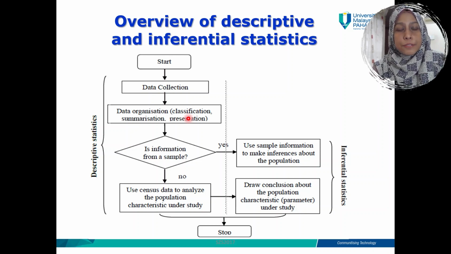Now, all of those steps explained just now, step 1 until step 4, are all considered as descriptive statistics. We are basically just trying to describe the data as it is. Okay, describe the data using mean, median, mode, describe the data using graphical representation. So that's why it is called descriptive statistics.